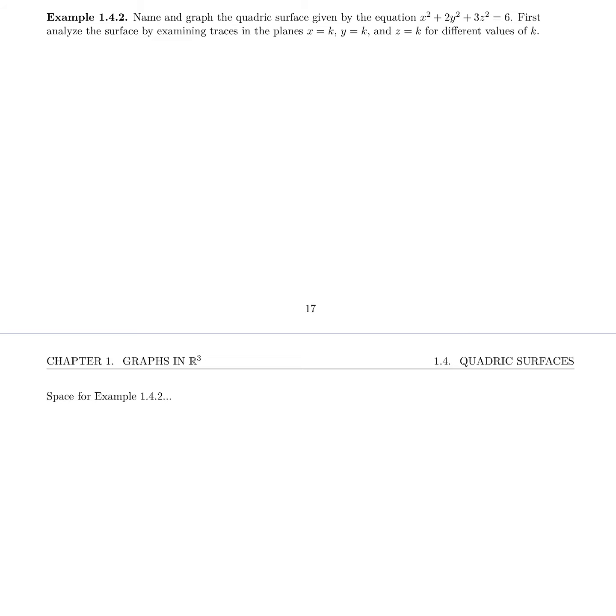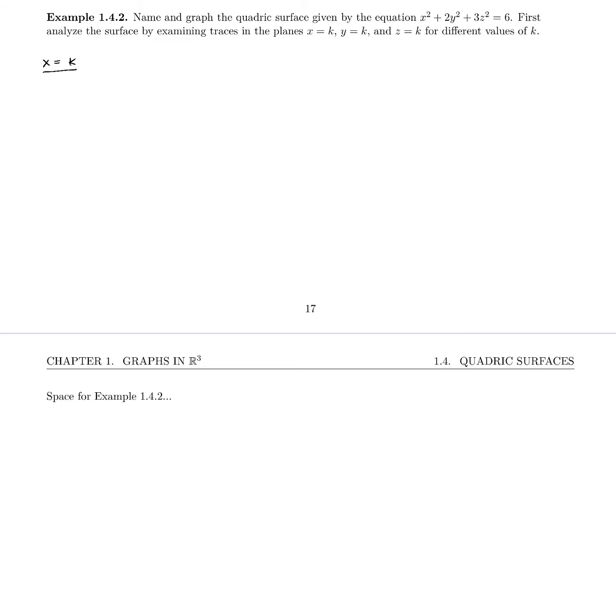We're first going to do that by analyzing the surface, by examining traces, algebraically this time, because obviously we can't do it graphically if our goal is to graph in the first place. We're going to analyze in the planes x equals k, y equals k, and z equals k for different values of k. So let's start by looking in planes that have equation x equals k, so planes that are parallel to the y-z coordinate plane.